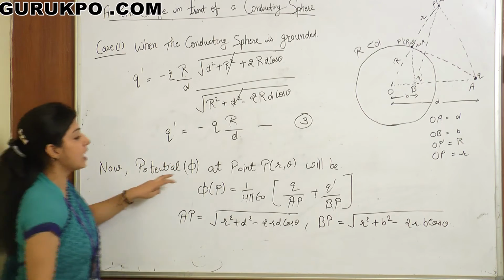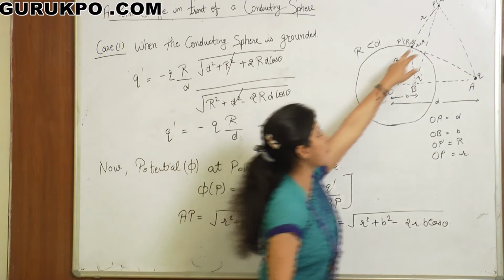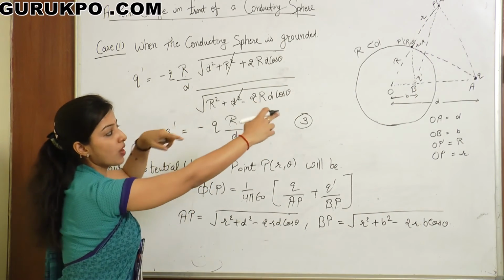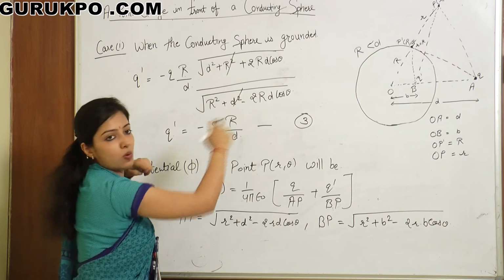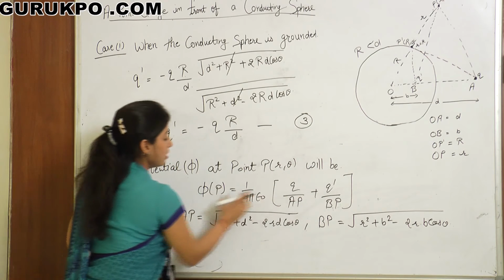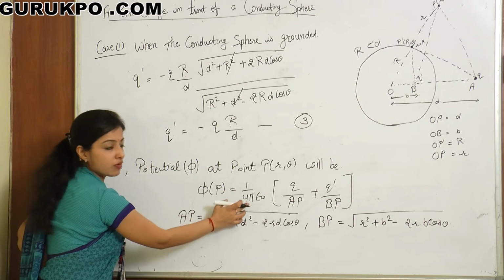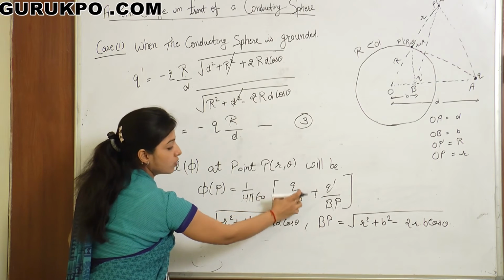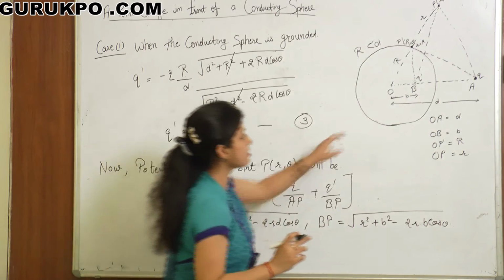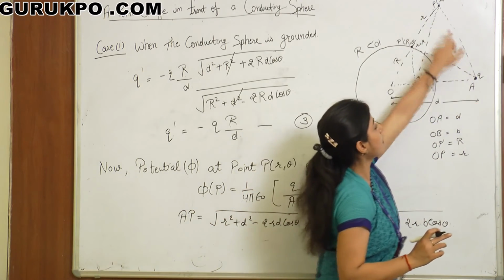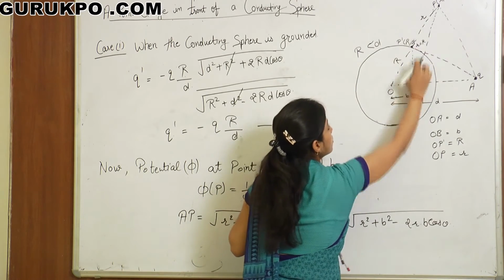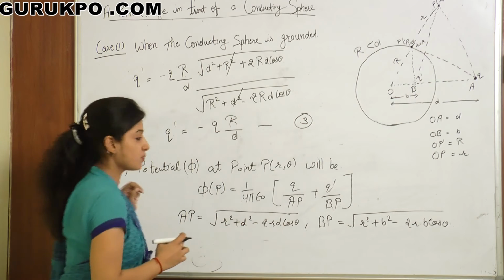Now potential at point P, where P is the observation point from the point charge Q and the center of the sphere O. Now potential at point P (R, θ) will be φ_P equals 1/(4πε₀) into (Q/AP + Q'/BP). Now AP is this distance from the charge, and BP is the distance from B to point P, from the center of the sphere.